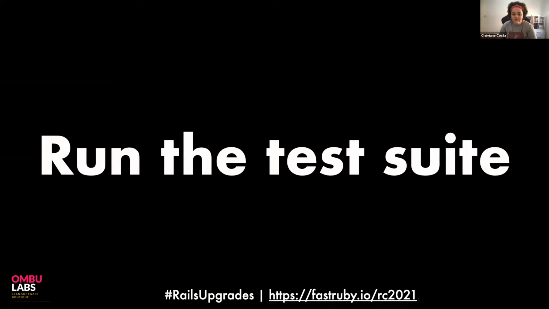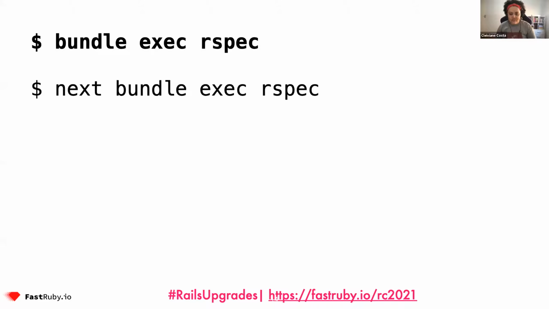Now we can, in the same way, start running the test suite, which will probably lead us to more things we need to fix to make all the tests pass. So let's do the same process. To run in the current version, let's bundle exec rspec, and then let's run next bundle exec rspec to run with the new version, right?